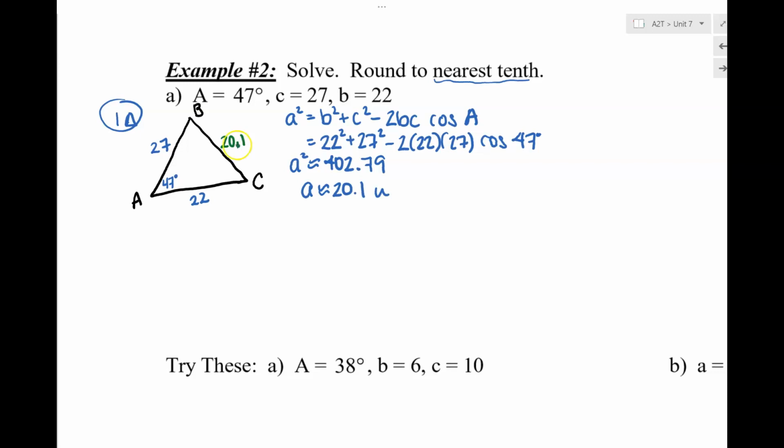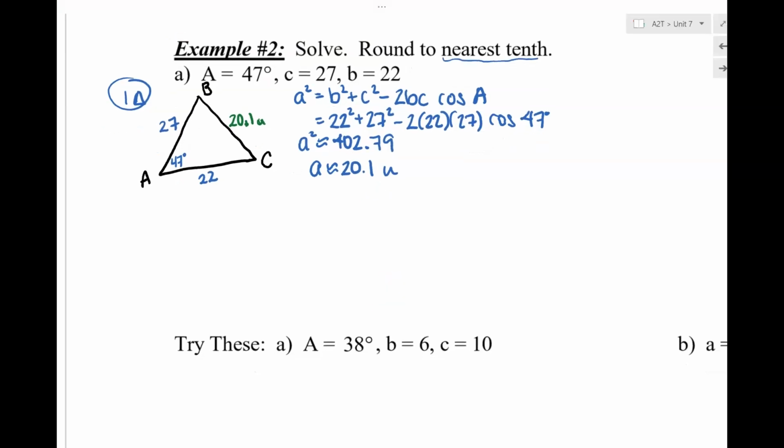I need to solve for the rest of my angles. At this point, you can use the law of sines if you want to. Since we're practicing and learning the law of cosines, that's what I'm going to stick with. So let's solve for big B. B squared is equal to A squared plus C squared minus 2AC times the cosine of big B.